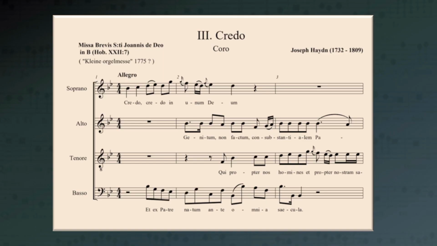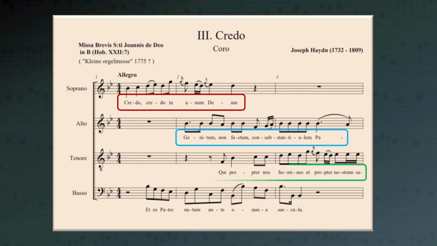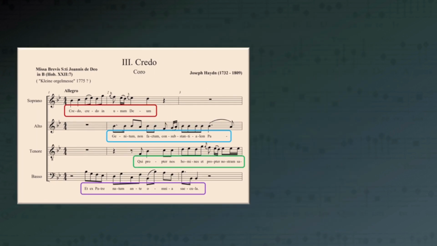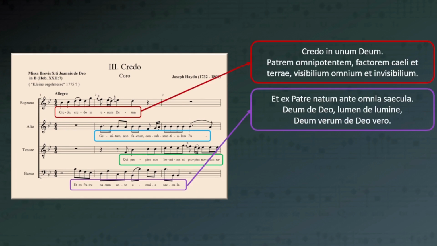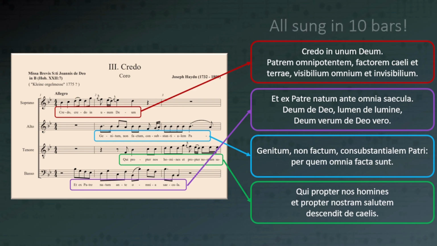And telescoping is an artistic device where you allocate different text to different sections of the choir, or if it's an opera or musical, it's different characters. So you can get through quite a bit of text, and of course that also means that you don't have to learn all the words of the Credo.